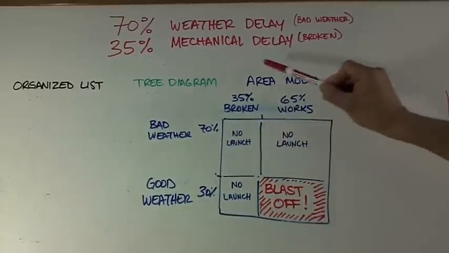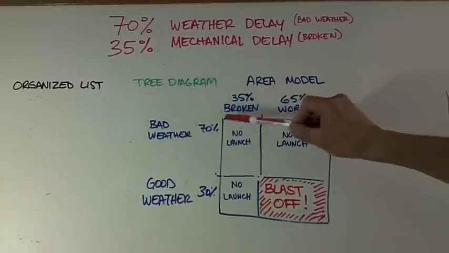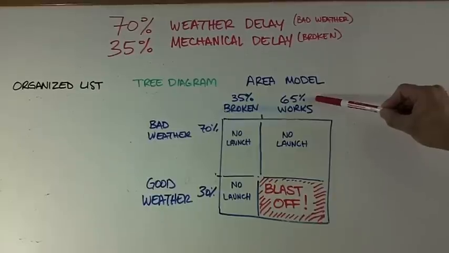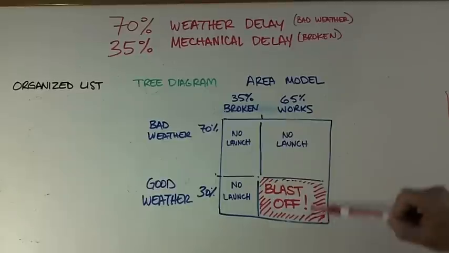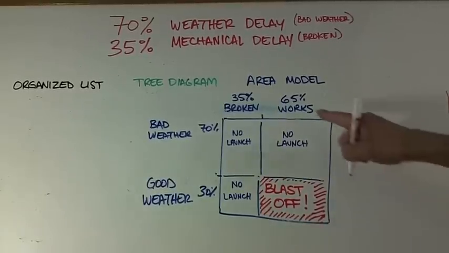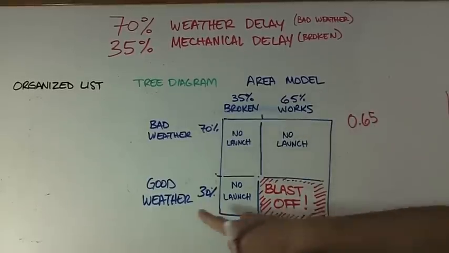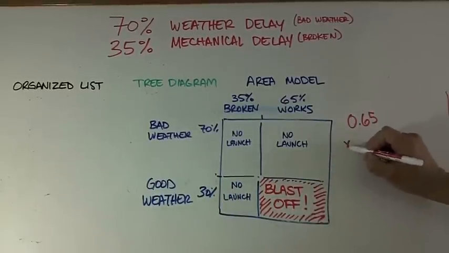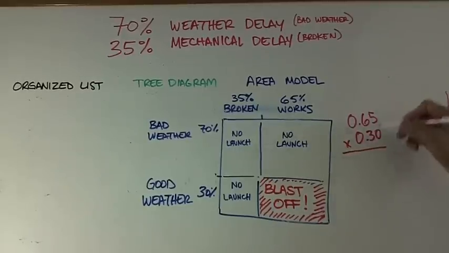And then I want to make sure I add the mechanical delay from the engineers, and they said it was 35% if it's broken, 65% that everything works. So in order for you to have a blast off, you need to have it work and have good weather. Both of the conditions have to be true. So we look at that 65 and that 30%. So let's put 65 and 30% so we can calculate the total percentage.